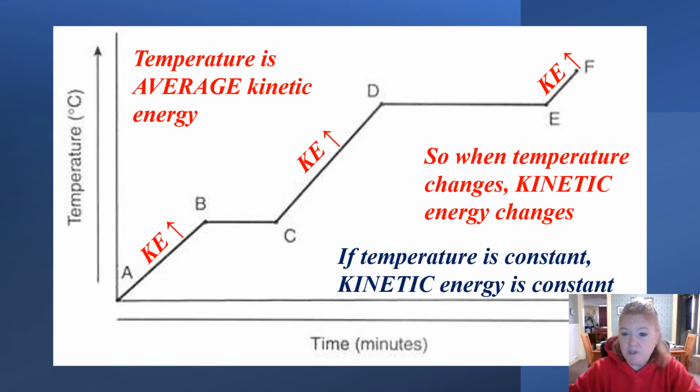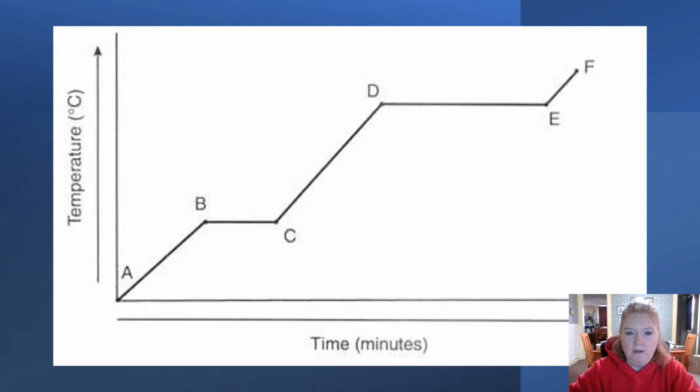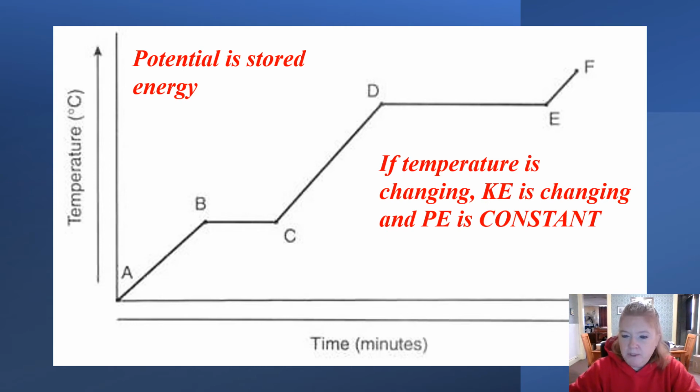Now, if the temperature is constant, the kinetic energy is constant. So the kinetic energy is constant when there's no temperature change. What about potential energy? That's stored energy. If the temperature is changing, the kinetic energy is changing, and the potential energy is not. The potential energy is constant.